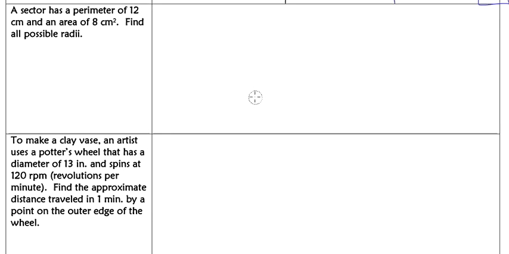So a sector has a perimeter of 12 centimeters and an area of 8 centimeters squared. Find all possible radii. Let's start by just drawing a quick sketch of what is going on here. It's not the whole circle that has a perimeter of 12 centimeters, because the circumference of a circle is what we call the circle's perimeter. It's just a very specific perimeter.